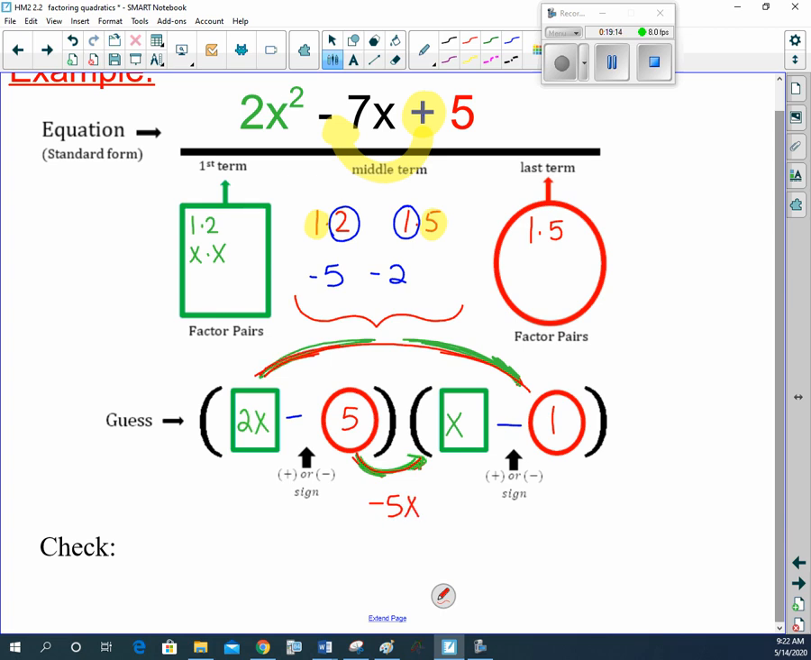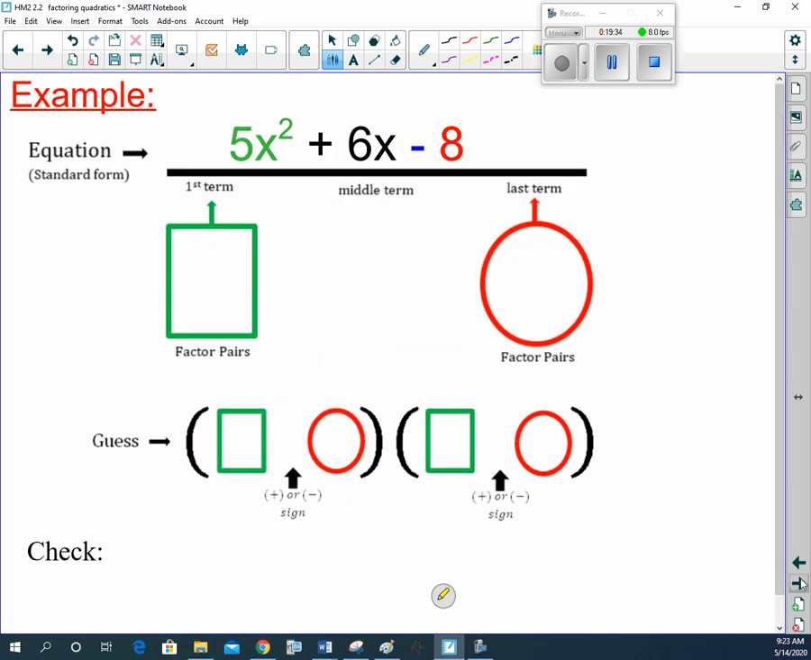And then this one right here is a -2x. See how those two added to -7x, which matches what I was thinking up here in my mental work. Okay, so that's what I call the quick check. All right, let's try it again.